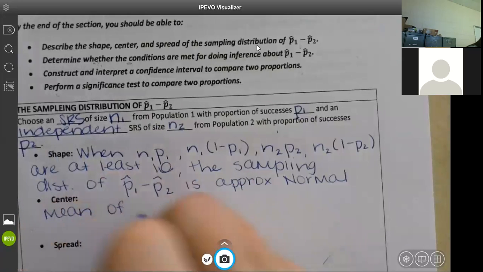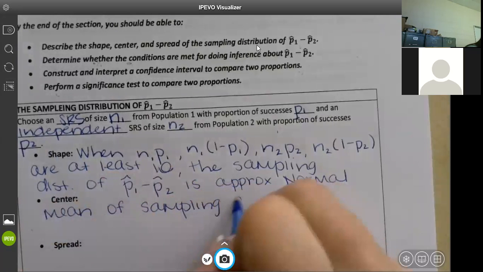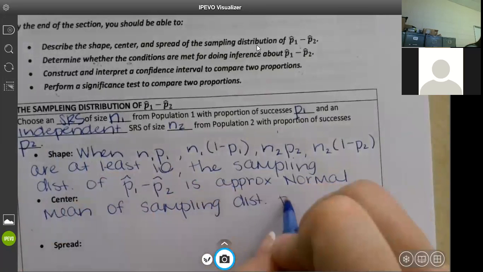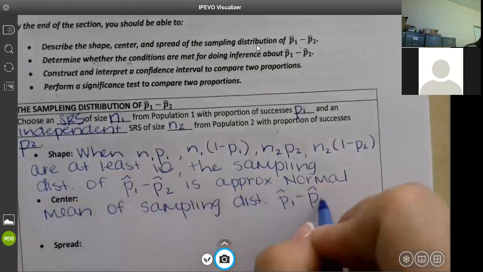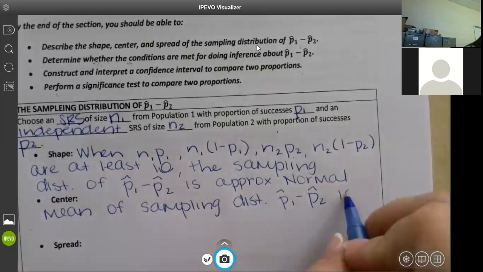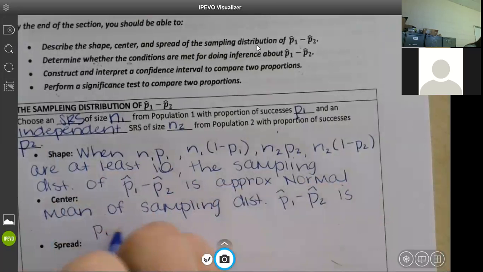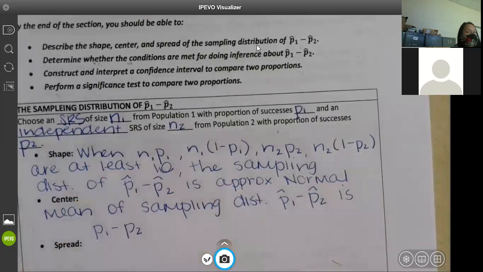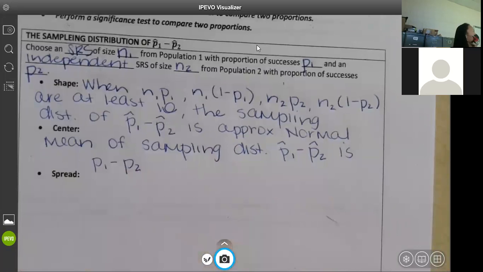All right, so the center, the mean of the sampling distribution of P hat 1 minus P hat 2 is going to be P1 minus P2. And we already knew that. So every time we had the mean, we used it as our X bar, our mu sub 0, all of those.